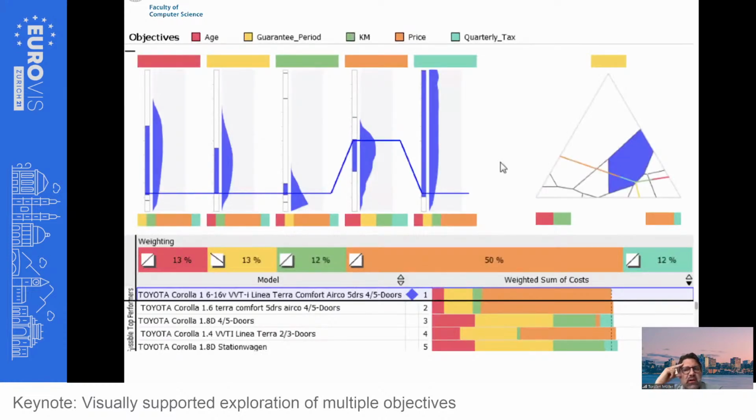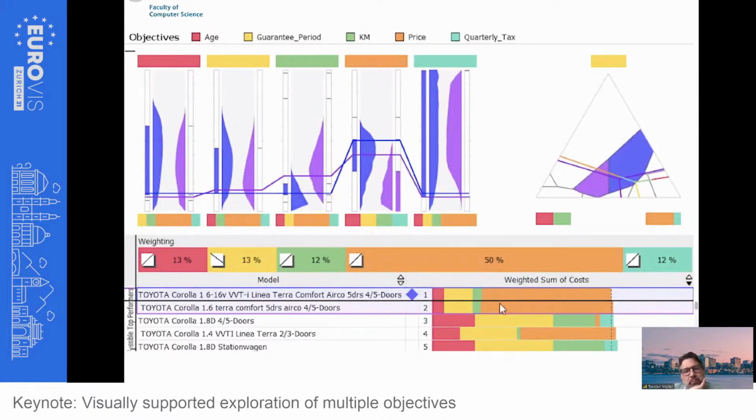And this is what the interface would look like. Here we're dealing with 5 objectives. On the right-hand side, we have a low-dimensional slice of this 5-dimensional, 4-dimensional space. And here we have a bunch of one-dimensional trade-offs, essentially, with the projection of the stability of the blue model, in this particular case, again, a Corolla linear terra comfort, and how this car behaves as you change the weightings in this multidimensional space.